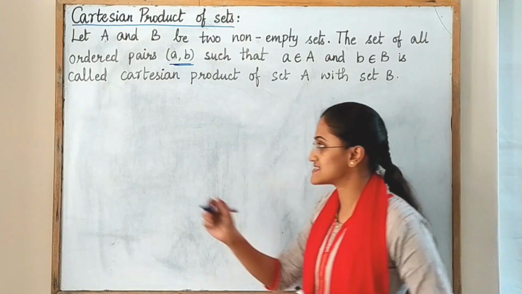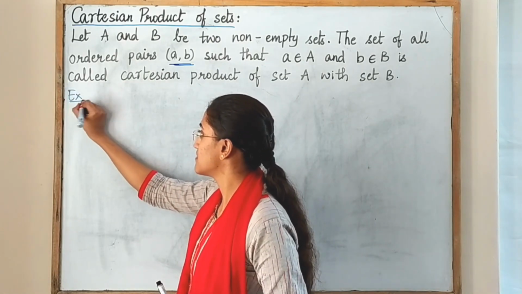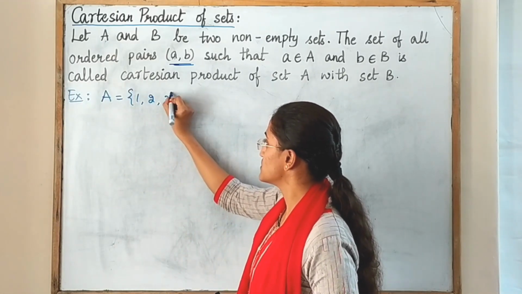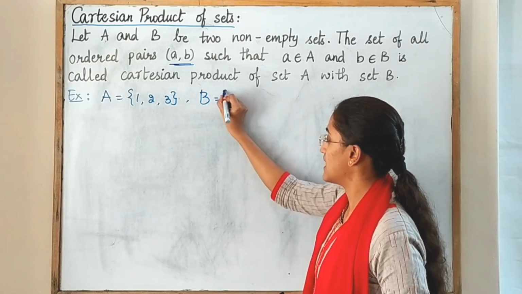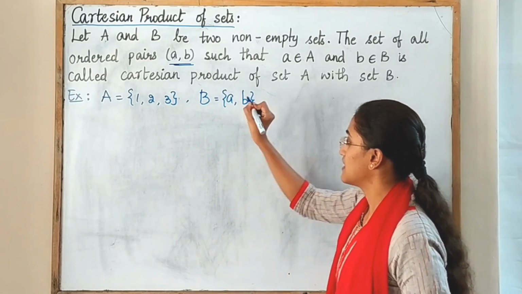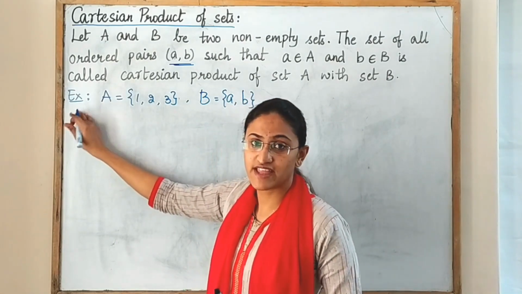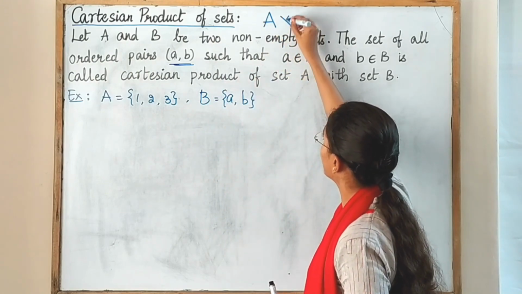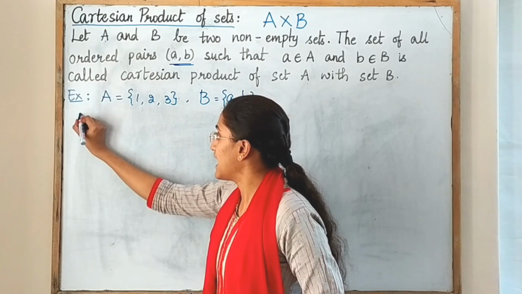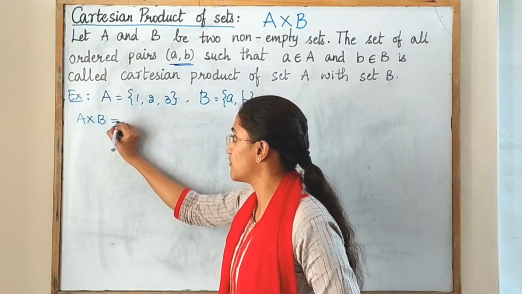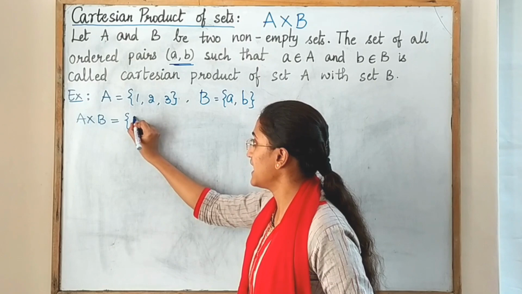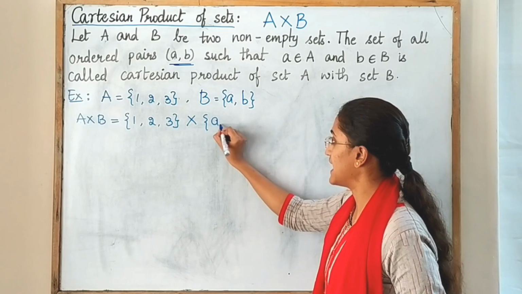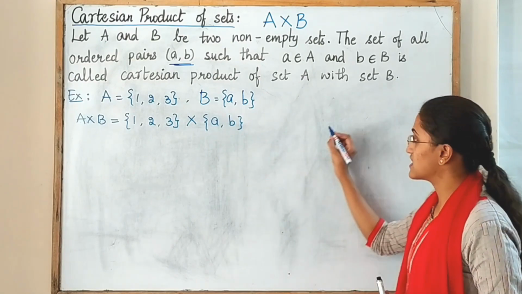Let us have a small example. Consider two sets, A as {1, 2, 3} and a set B as {a, b}. Then the Cartesian product of these two non-empty sets A and B is usually denoted as A cross B. Then A cross B will be equal to, take the first set, that is A, {1, 2, 3}, cross the second set {a, b}.